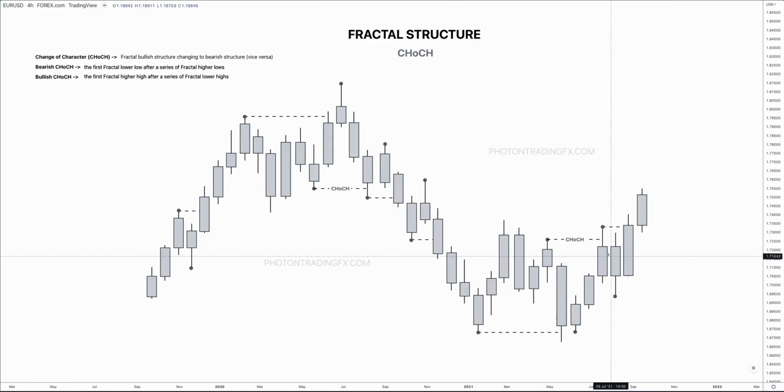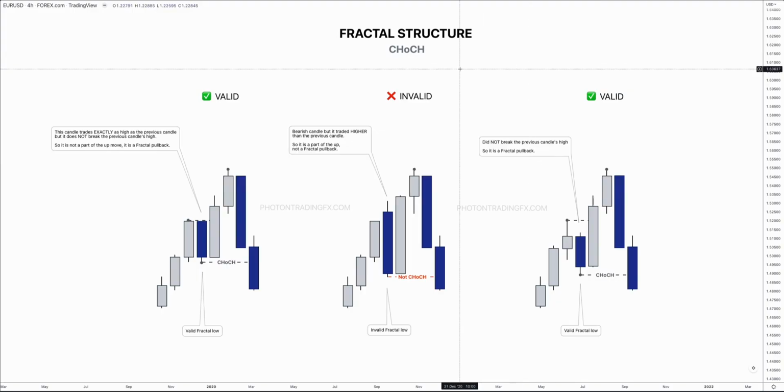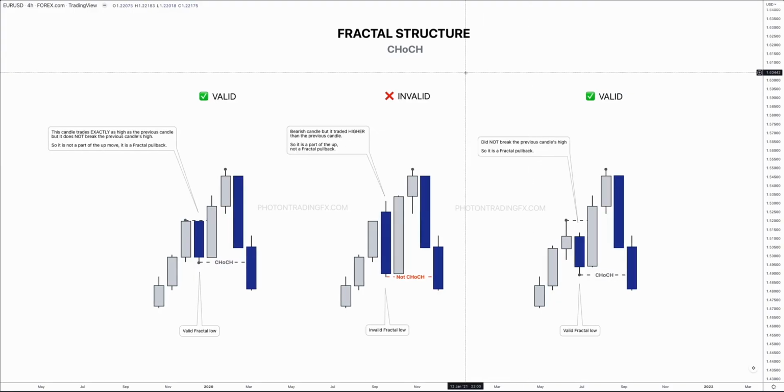So cool. We'll go through tons of examples, but the main purpose of this little mini lesson here is that a change of character is simply the bullish structure shifting to bearish when we get that initial fractal trend change, and then vice versa, okay? Cool. Now we're just going to look at a few examples where I typically find people can often get caught out on. Okay, so some common errors.